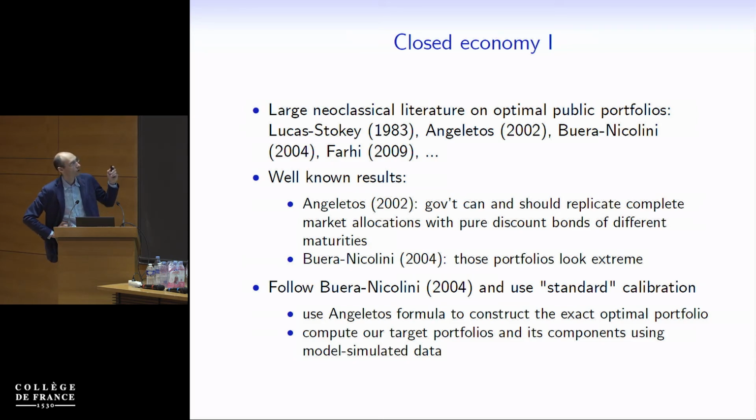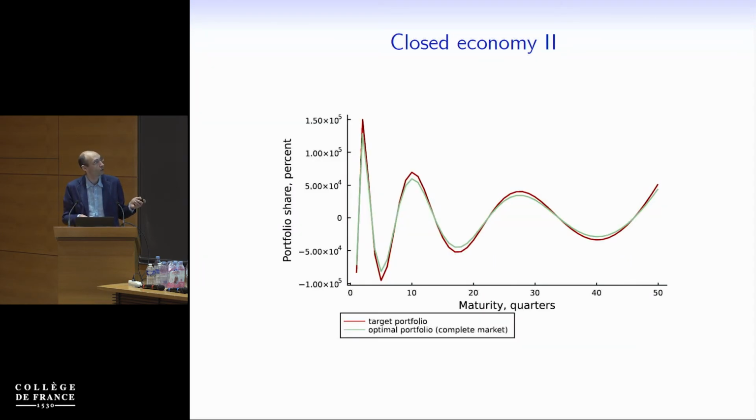Very quickly, what we know from the neoclassical models is that the government can issue bonds of different maturities and basically replicate complete markets, and that's a good thing to do. But if you try to compute those things, you end up with portfolios which look kind of extreme. Here we took basically the Boyer-Nicolini model, which made this point. This is a calibrated neoclassical model with calibrated shocks. In that model, theoretically, we know what the optimal portfolio looks like. This is the solid line. And then we computed in that simulated economy the moments, and used our formula to back out what the target portfolio is. So this is what our theory would predict.